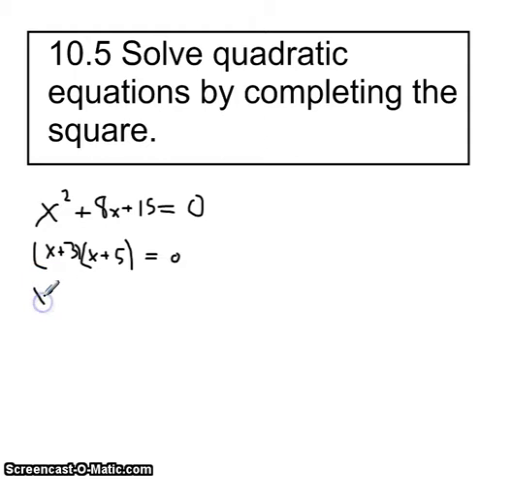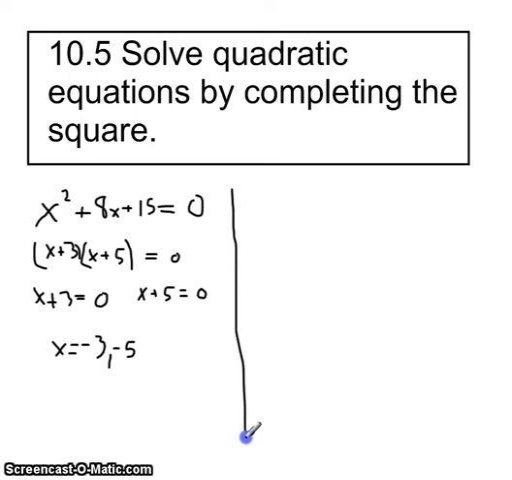But either way, we're going to be able to use the zero product property here and say that if two things multiply to equal 0, namely x plus 3 and x plus 5, then either one of them could be 0. So either x plus 3 equals 0 or x plus 5 could be 0. This is going to result in two answers, x equals negative 3 and x equals negative 5. That is solving an equation by factoring.